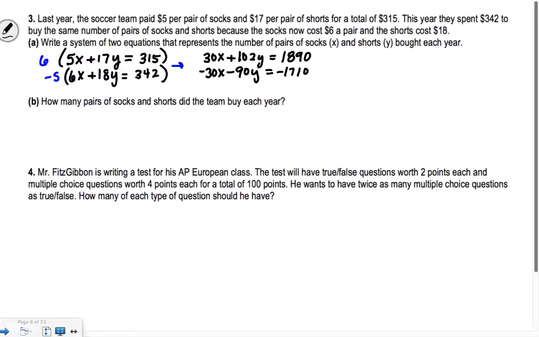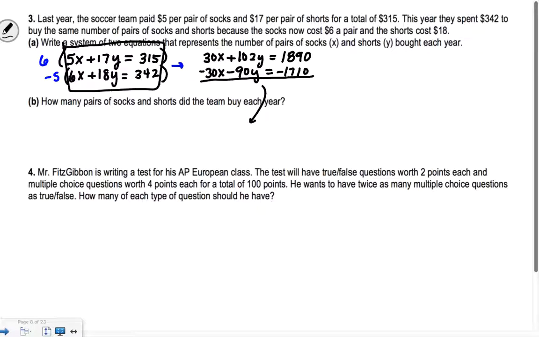And 10? Okay. And then we add straight down. Oh, I guess I was just supposed to write the equation, wasn't I? That's okay. We'll go down here. It says write a system of two equations. This was the system of two equations. All right, and then we solve.